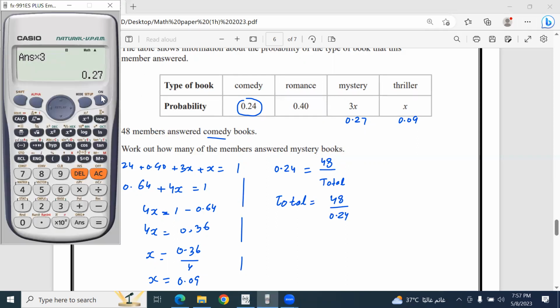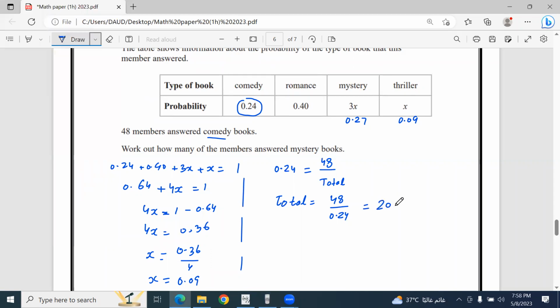We can check: 48 divided by 0.24 gives me 200. So it means the total number of books that members read is 200. That will help you to give the last answer.